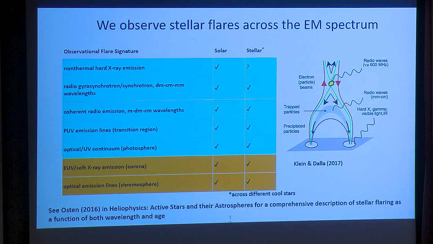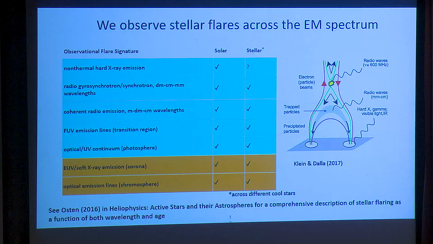So now let me very briefly talk about stellar flares. We observe stellar flares across the electromagnetic spectrum. I like making tables like this where you can put solar and stellar on the same plot, and there's a number of things to remember. When I say stellar, that's across different cool stars. We don't have all of these observations for even one single star, so it's a concatenation of a lot of different information. And the sun, by design, there is a check mark in each of these boxes.